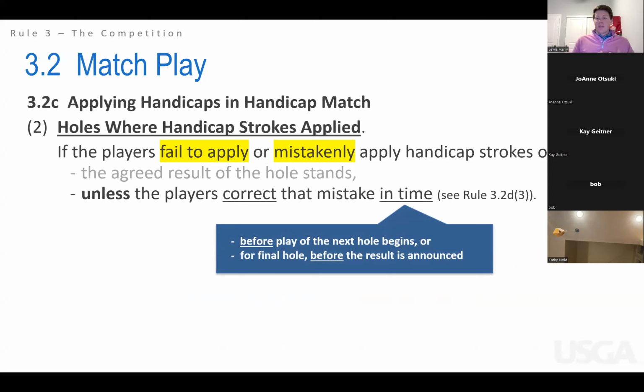We either got to do it before we begin play on the next hole. So if we play hole number 4, we agree that maybe someone won the hole based on 4 versus 5 or 5 versus 6, and maybe we didn't apply those handicap strokes. And we go on to start hole number 5. We have unfortunately lost our window of time to correct that mistake. And again, for the final hole of the round, before we go report that score to the committee, or before that score gets posted on a scoreboard, or however the committee decides that the match is over.